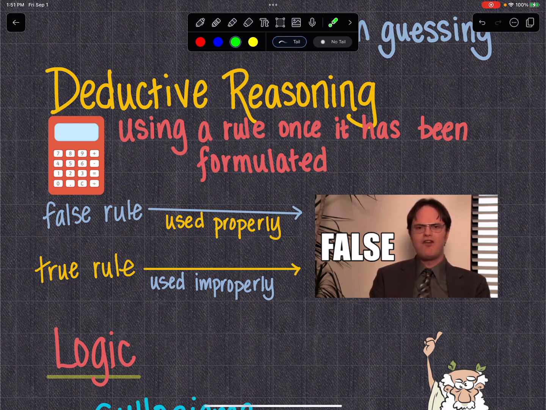Okay, and then you could also reach the wrong conclusion with deductive reasoning if you have a true rule. So let's say you have a calculator that works perfectly, but then you use it wrong. Maybe you punch in the wrong numbers or something like that.